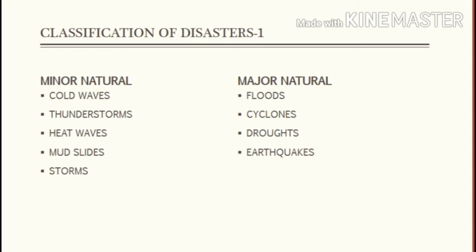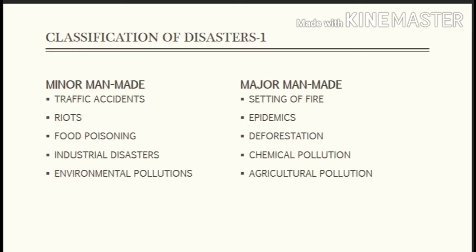And if you consider the major man-made disasters, these are events which have larger effects, but they are due to the activities of human beings. Examples: setting of fire, epidemics, deforestation, pollution due to agriculture, chemical pollution, wars, etc. And the last group is minor man-made disasters, smaller events but generated again by human beings. Road, train accidents, riots, food poisoning, industrial disasters, environmental pollution, etc. are examples.